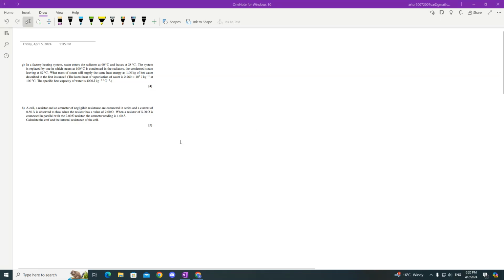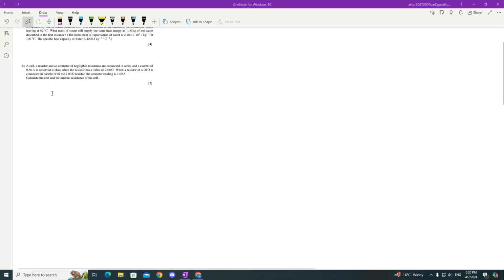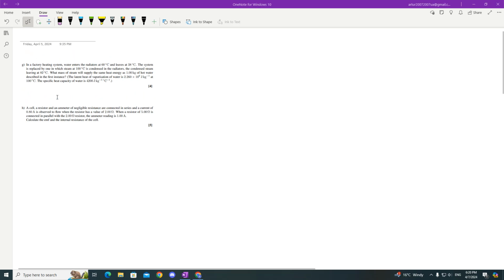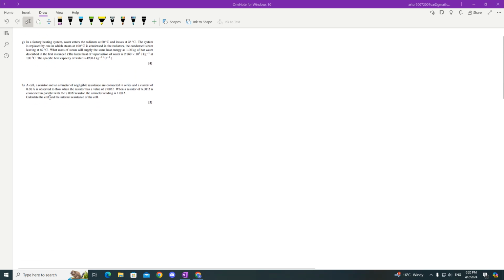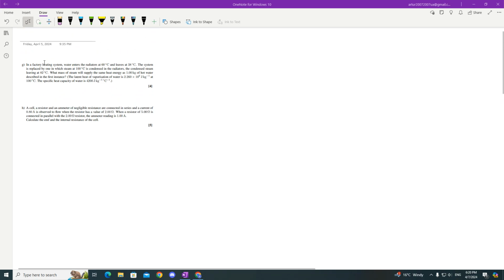Good afternoon. Today we continue solving paper 1 of British Physics Olympiad 2017, and today we have tasks G and H. So let's start from G. It's a typical thermodynamics problem. We have a radiator, water enters at temperature T1 and leaves at temperature T2, and this gives energy to the radiator, and we have to find a mass of steam that gives the same energy as 1 kilogram of hot water.